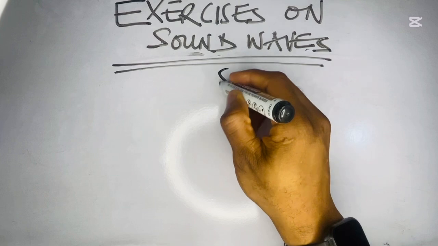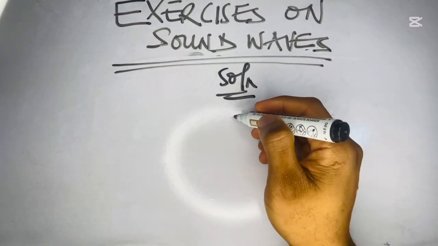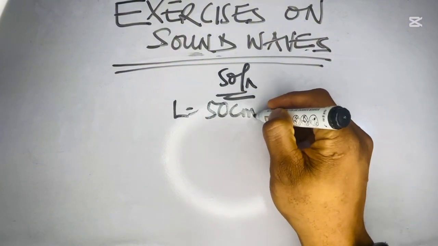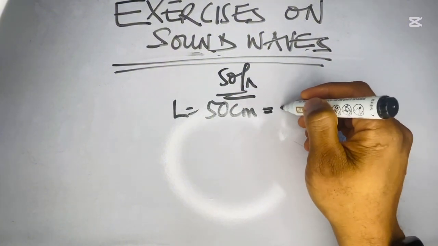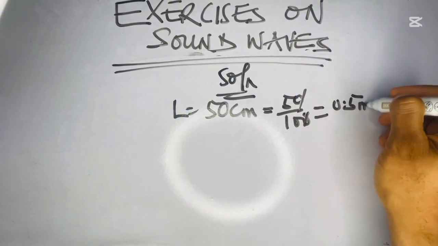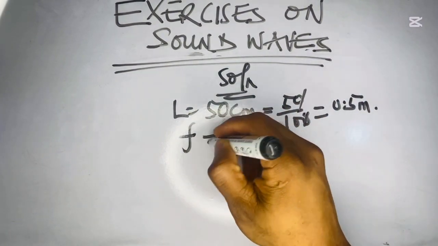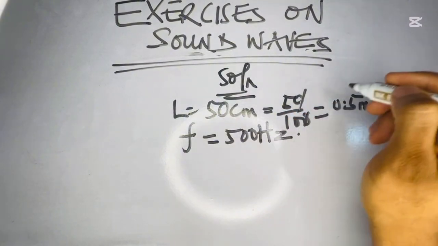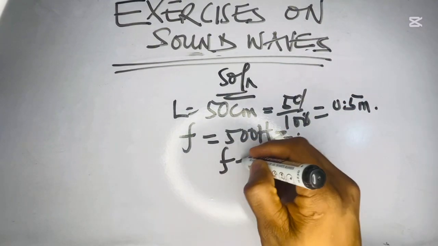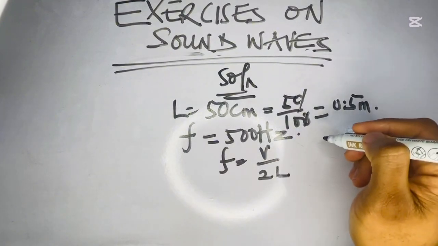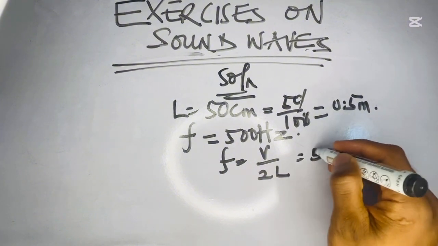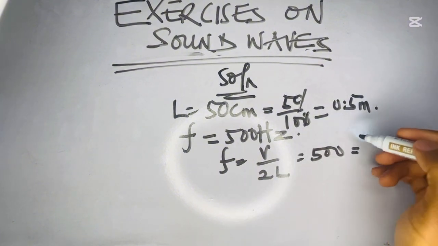So the solution to this question. We are given the length to be 50 centimeters, and we have to convert it to meters by dividing by 100, which gives 0.5 meters. We have a frequency of 500 hertz as well. The formula we are going to use is F equals V over 2L.